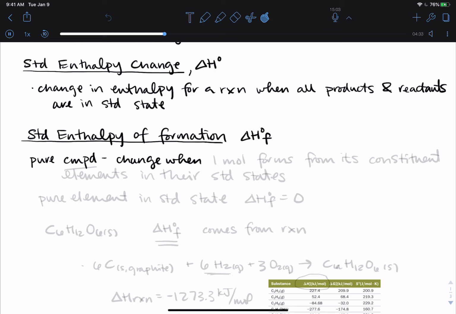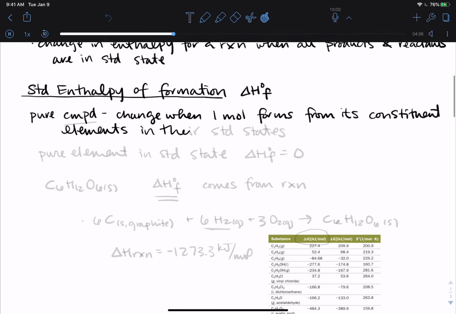So for a pure compound, the standard enthalpy of formation is the change when 1 mole forms from its constituent elements in their standard states. We're going to look at what that means and how we use it.